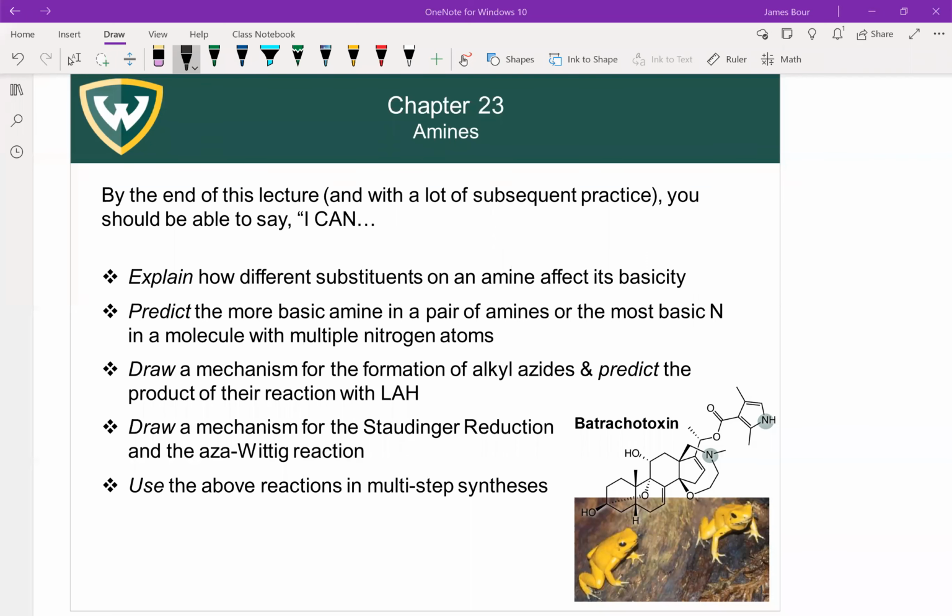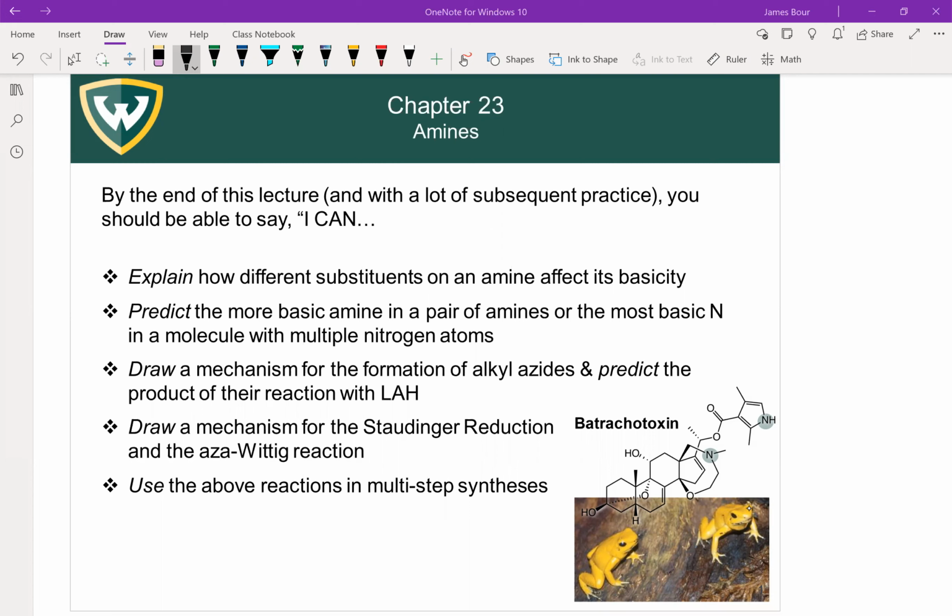All right, welcome to chapter 23, where we'll be talking about the chemistry of amines. This should be a topic that you're at least a little bit familiar with by this point in the semester. We've been using amines for various transformations, and they've been showing up here and there. In this chapter, we'll discuss their chemistries in a little bit more depth.